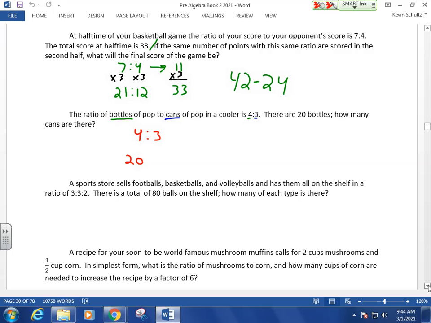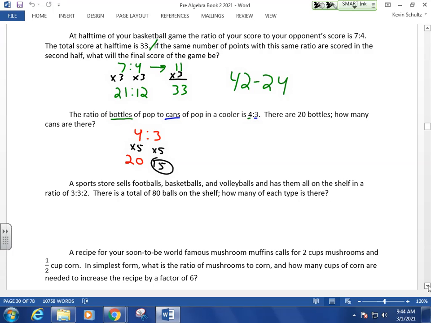Eugene. To get 5, right? 5 being that scale factor there, yeah. It all goes down to scale factor here. What do you have to multiply by to get to what's actually going on? If 4 times 5 is 20, then in this ratio, we'll also multiply 3 by 5, and that's going to give us the total number of cans, 15 cans.